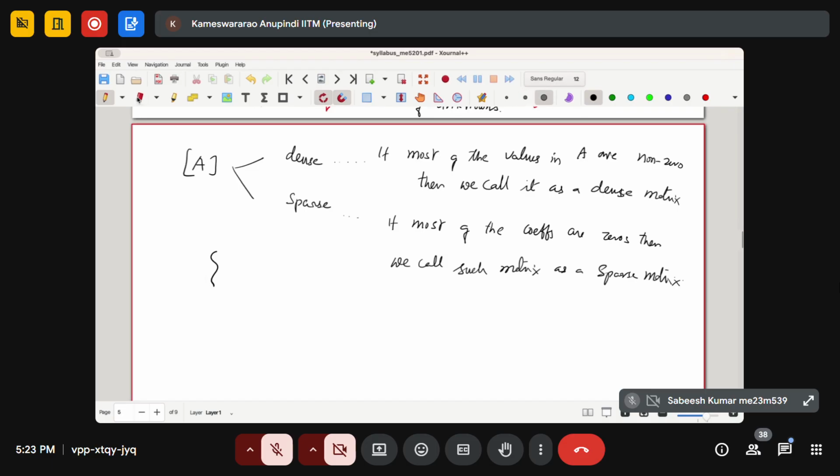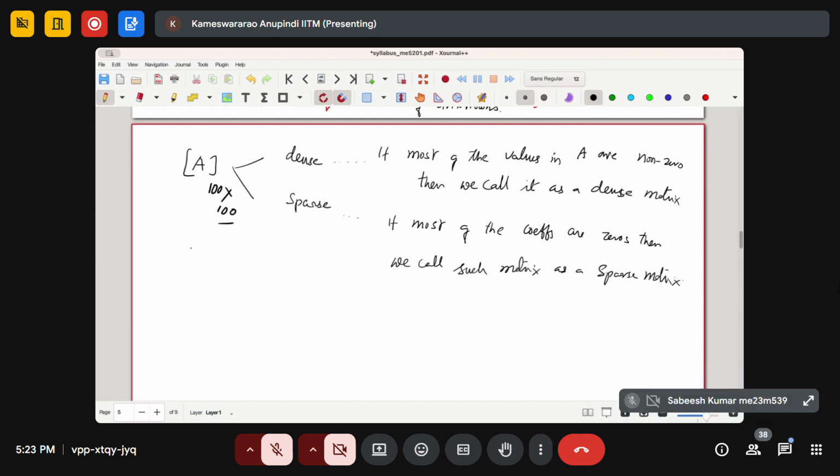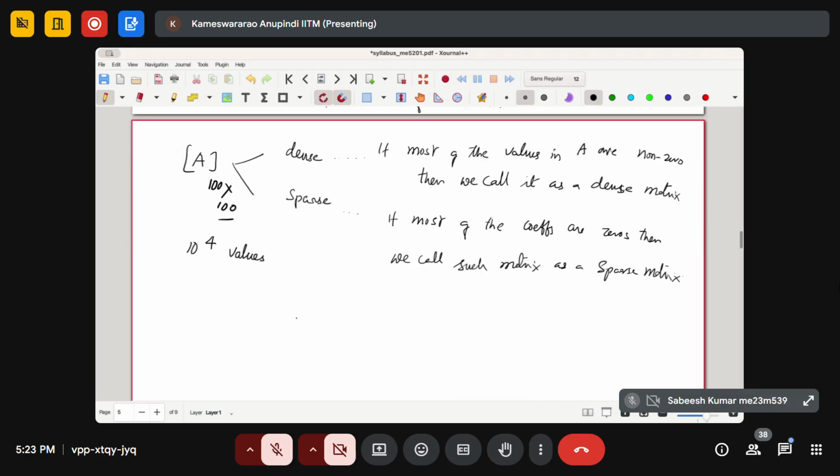No, sir. Okay. So essentially, what I'm trying to say is, let us say this matrix A has 100 rows and 100 columns. That means it has 10 to the power 4 values in it. Out of 10 to the power 4, it is possible that most of them are zeros.